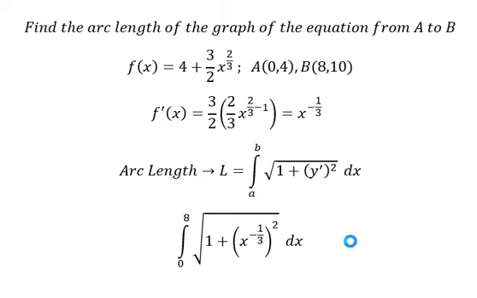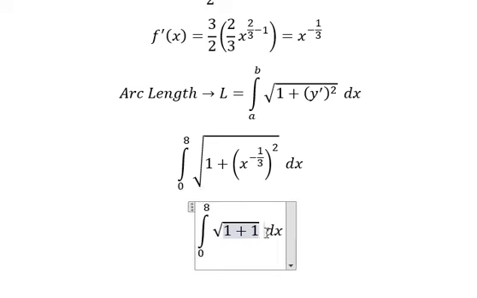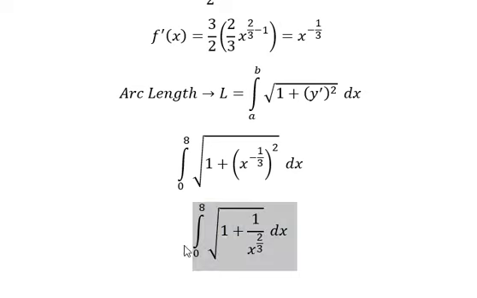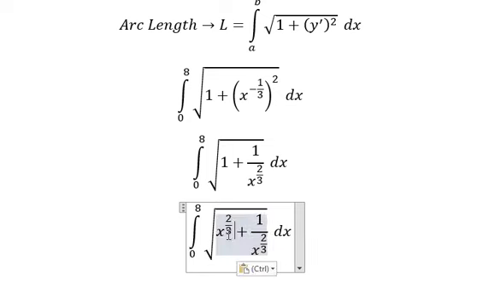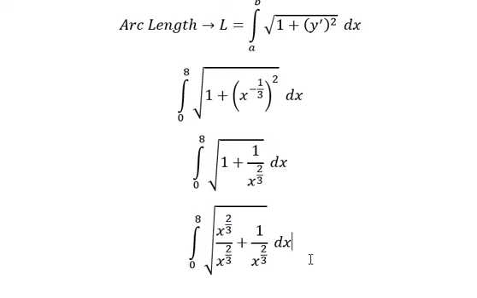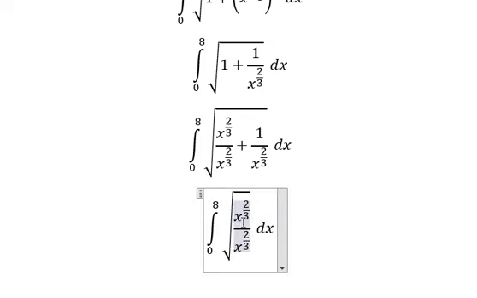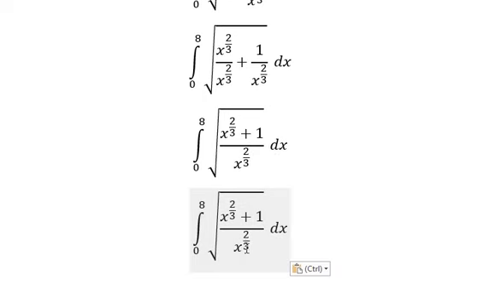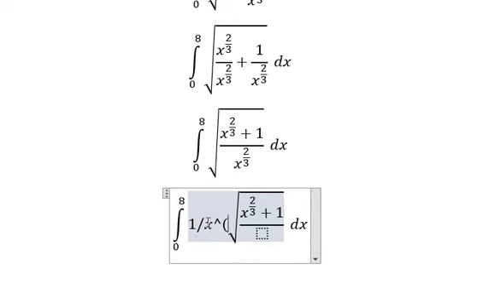So we have number 2 multiplied by 1 over 3. So that is about 1 over x to the power of 2 over 3. So number 1 that is about this one over this one. So we combine two fractions in here. The square root of x to the power of 2 over 3. That is about 1 over x to the power of 1 over 3.